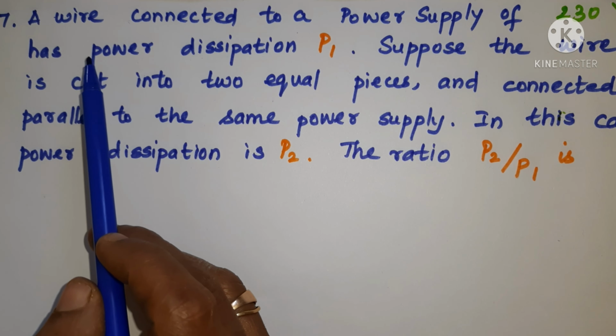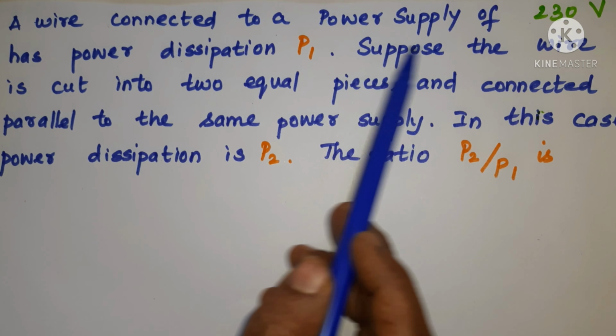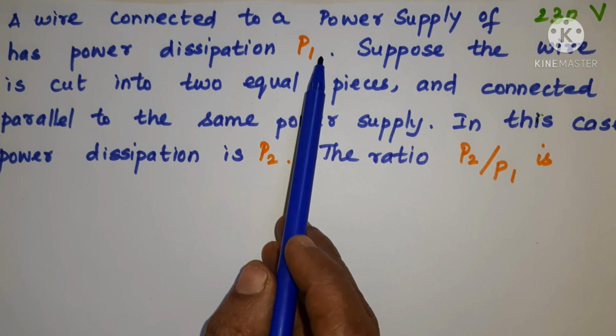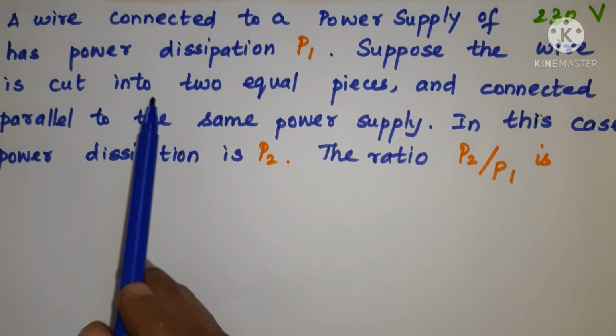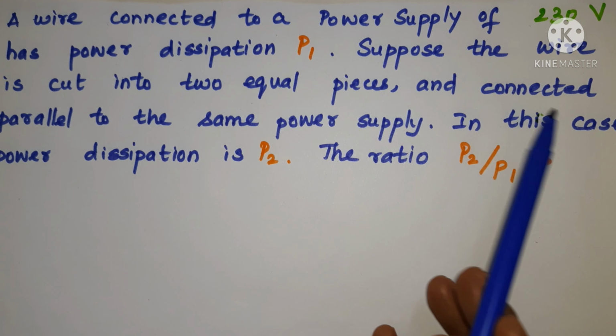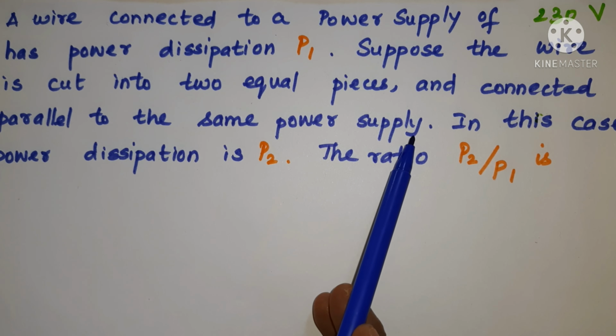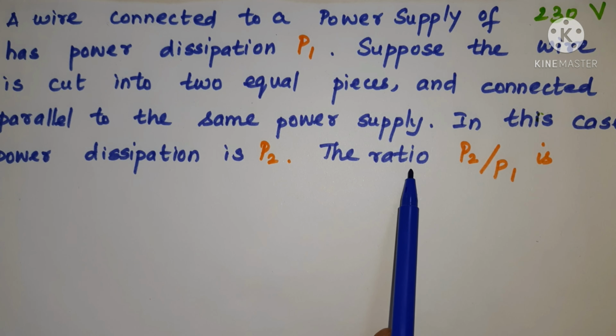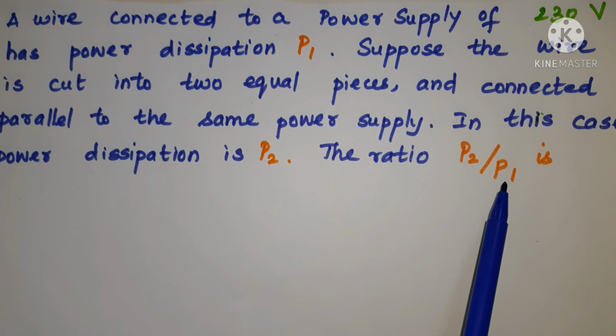Next one, a wire connected to a power supply of 230 volt has a power dissipation P1. Suppose the wire is cut into two equal pieces and connected parallel to the same power supply. In this case, the power dissipation is P2. The ratio P2 by P1 is to be found.